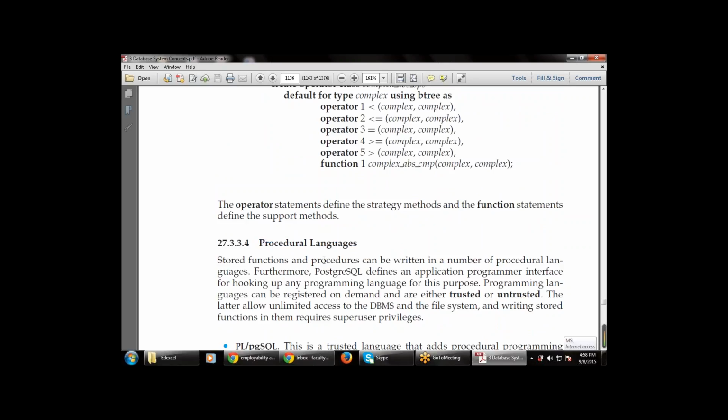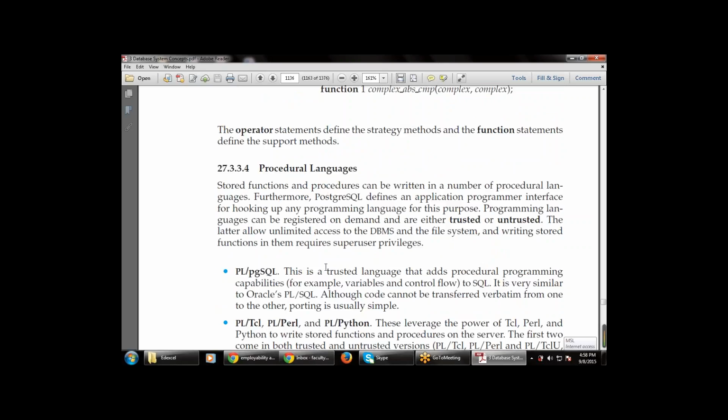The next is the procedural languages. So what are the various procedural languages that are used? Some of the procedural languages are as follows: PL/pgSQL, PL/Tcl, PL/Perl, PL/Python. So these are the various languages used as procedural languages.